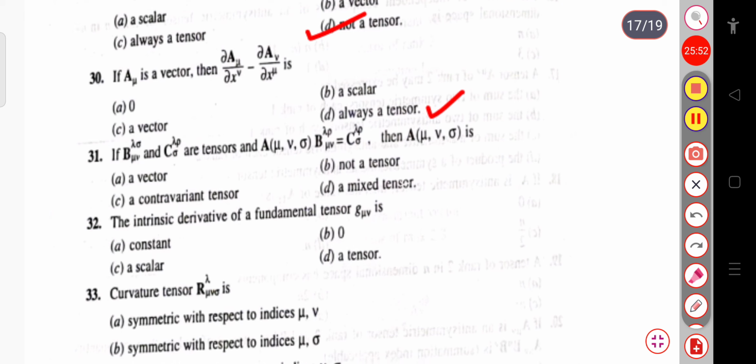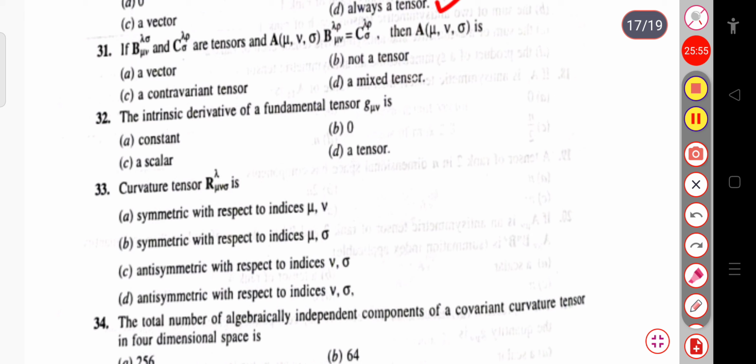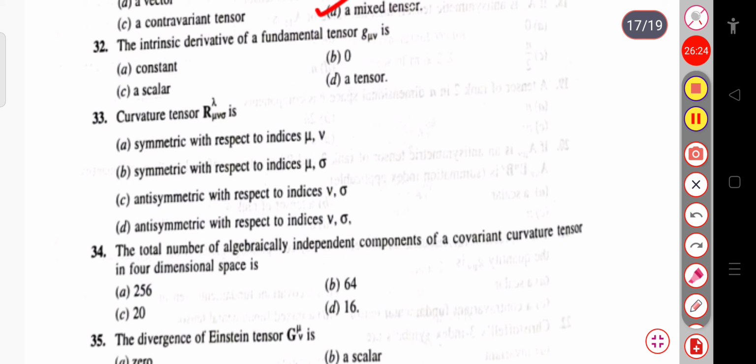The next question is, if b lambda sigma mu nu and c lambda rho sigma are tensors and a mu nu sigma b lambda rho mu nu equals c lambda rho sigma, then a mu nu sigma is a vector, a contravariant tensor, not a tensor, or a mixed tensor. So here this is a mixed tensor. The next question is, the intrinsic derivative of a fundamental tensor g mu nu is 0. The intrinsic derivative of this tensor will be 0.